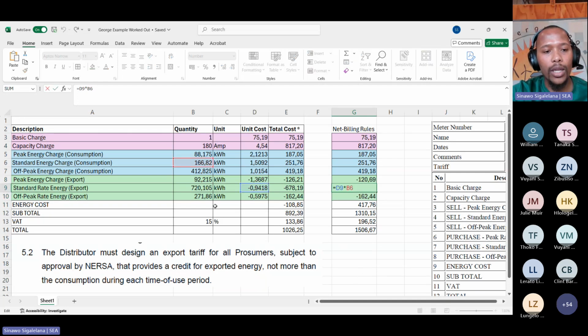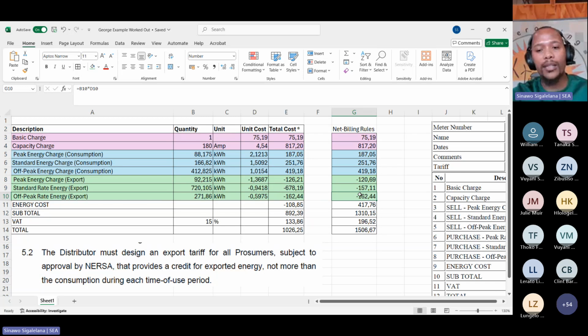I do the same thing. I say, okay, in standard time, I've got 720 that I fed back, right? I consumed 166.82. Of course, ideally, I would want credit for the entire export. But then I remember, they say I must credit for exported energy, fine, but it must not be more than the consumption during that time of use. Meaning that it must not be more than 166. Yes, I've got 720, but it must not be more than 166, right? So that's why I do that calculation. I multiply with the maximum, right?